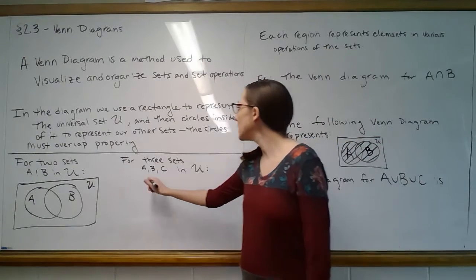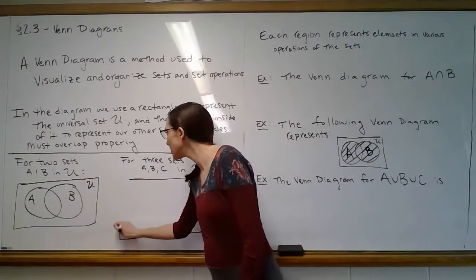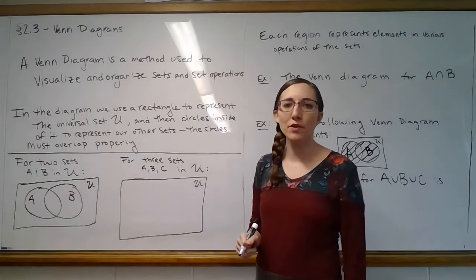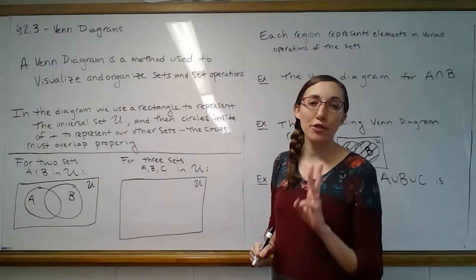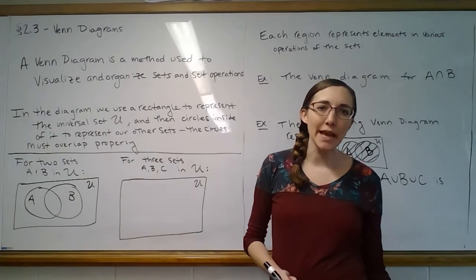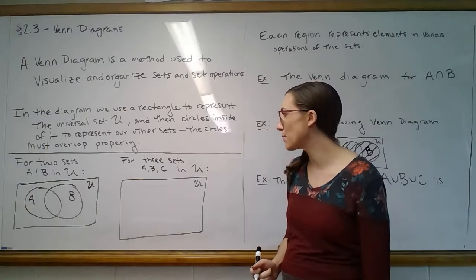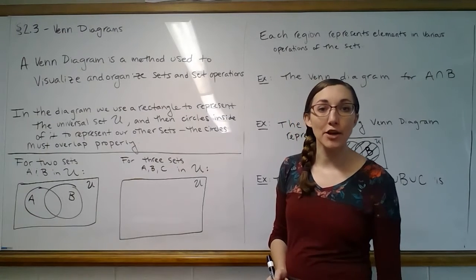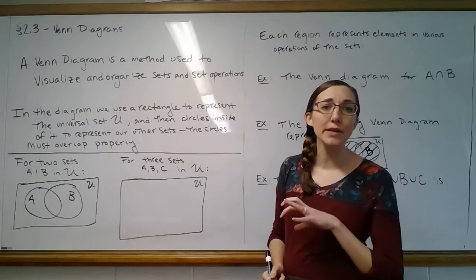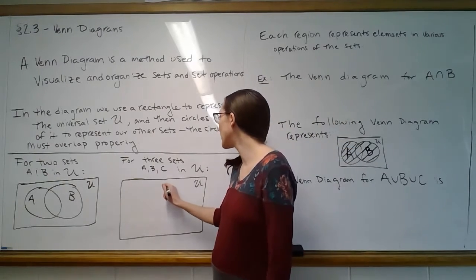If I have 3, then again, we're going to start with a large box or a large rectangle, label it U for the universal set, and this time I need 3 circles, one for A, B, and C. Obviously, those names of those sets could change. You could use whatever set name you need for the example that you're in. But again, what I need in this one is all 3 of them to overlap with one another.